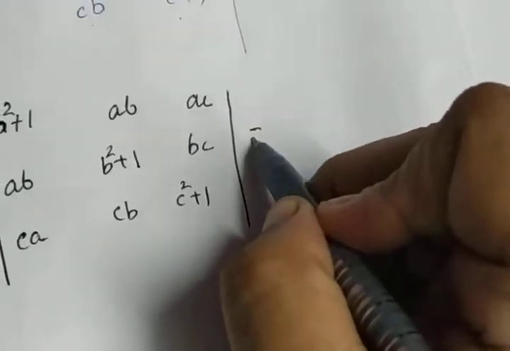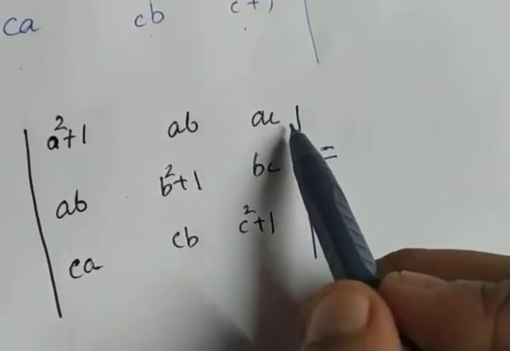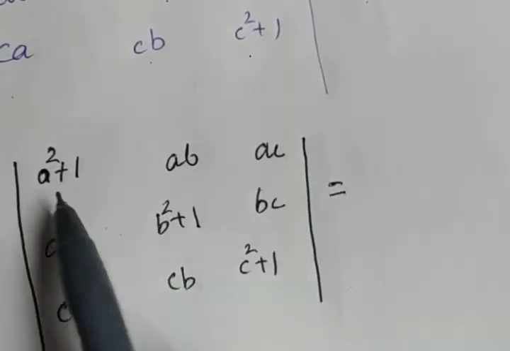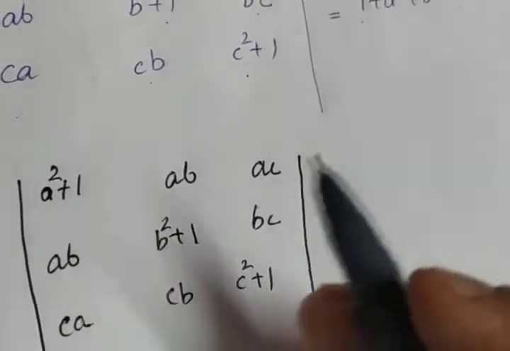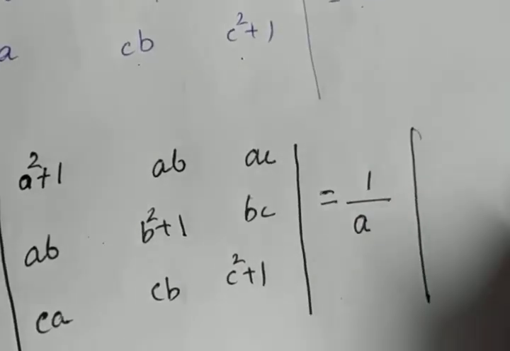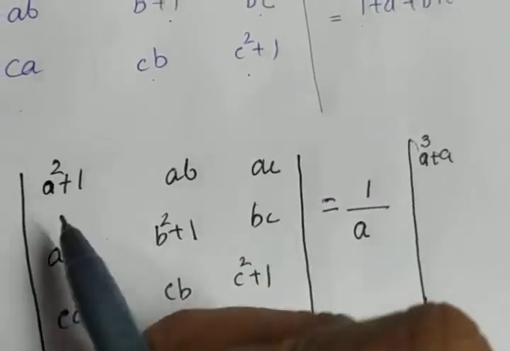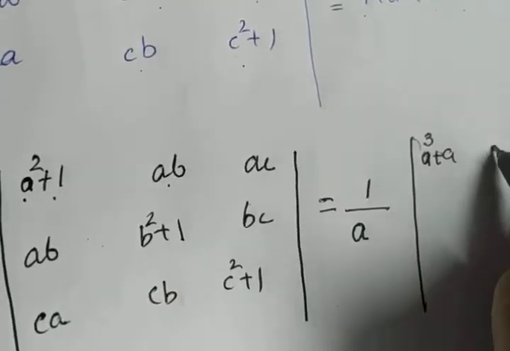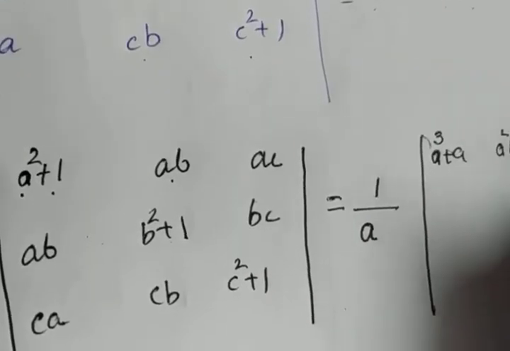What I am going to do is multiply the first row with a constant a. Since I am multiplying with the constant a, I don't want to change the determinant value, so I want to divide by the value a. So what will be the first term? The first term a square plus 1 into a gives you a cube plus a. This term ab into a gives you a square b. And ac into a gives you a square c.